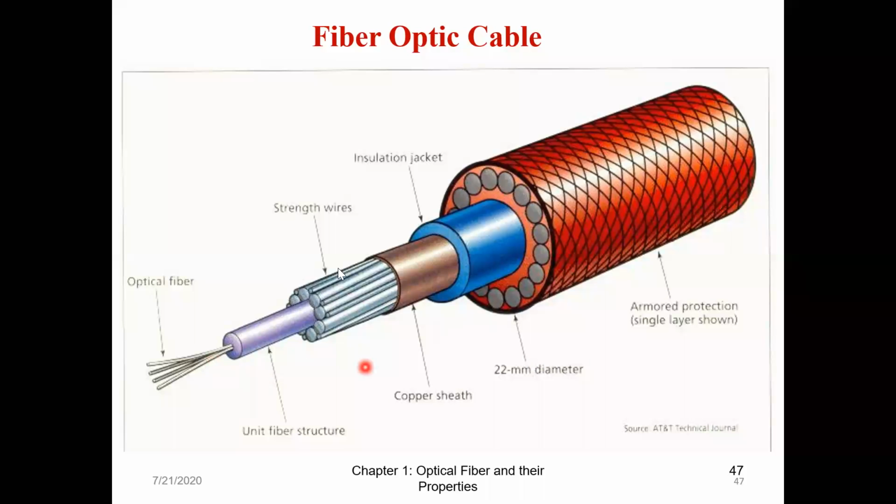This unit fiber structure is again surrounded by strengthening wires. You can see some are big, some are small. It is basically to prevent the fiber from damage, because if I'm laying it on the road and heavy vehicles go over it, the fiber might break. So we have the strengthening wire. Then I have a copper sheet, then an insulation jacket, and then the armored protection, which is very big. It is very difficult to cut this portion. In this armored protection also, we have strengthening wires.